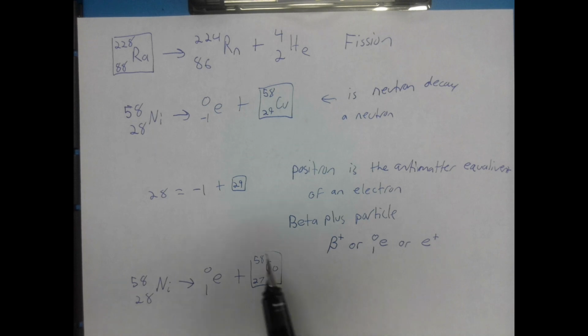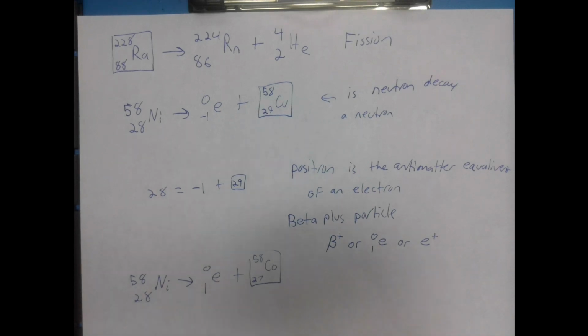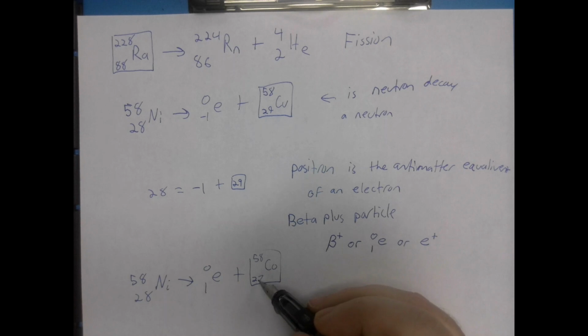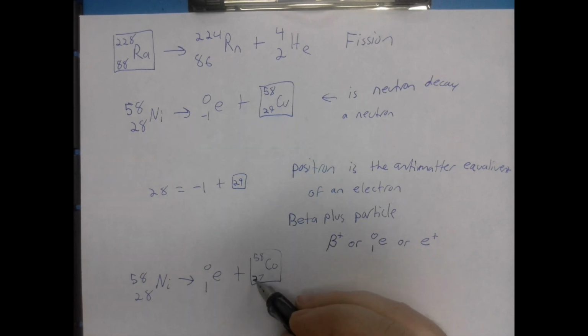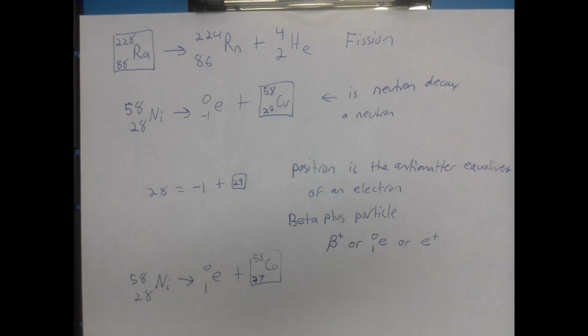Is anyone confused with how to solve these problems? It seems straightforward. You just figure out the simple math. 1 plus what gives you 28? That'd be 27. Look up on the periodic table. 27 corresponds to what? Cobalt.